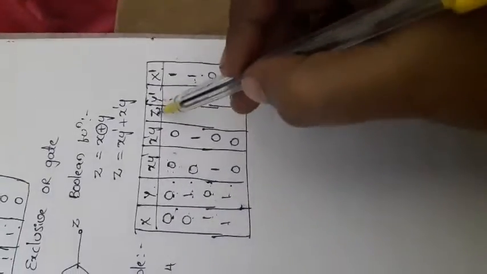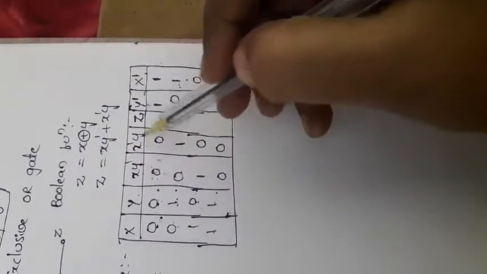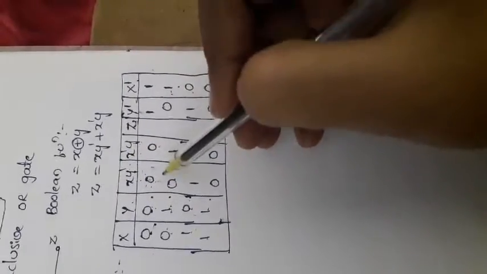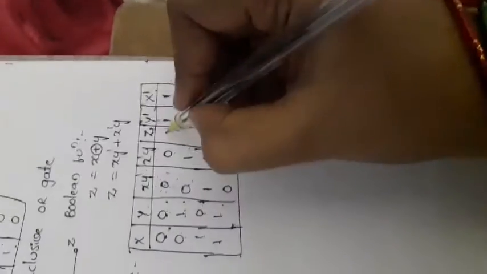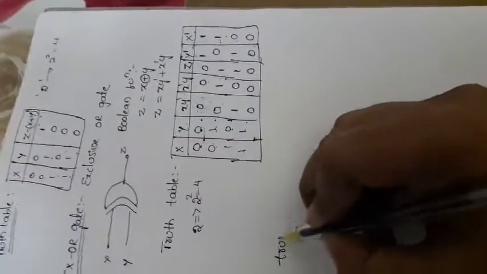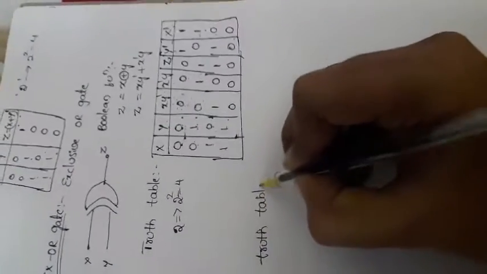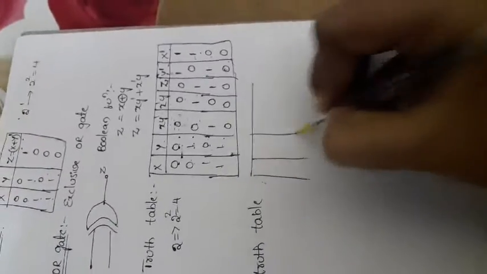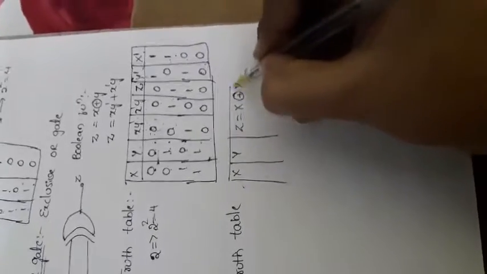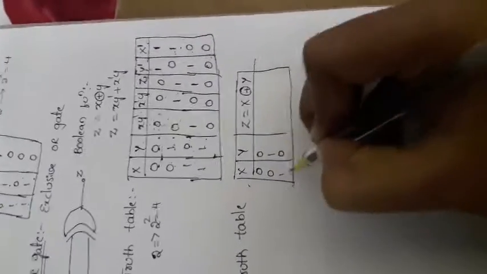Now what is the z here? Z is nothing but adding these two: x y complement plus x complement y. So we need to add these two boxes. 0 plus 0, 0; 0 plus 1, 1; 1 plus 0, 1; 0 plus 0, 0. Finally, the output of the truth table becomes like this. I can rewrite the truth table here: x, y and z equals x XOR y, with combinations 0 0, 0 1, 1 0, 1 1.